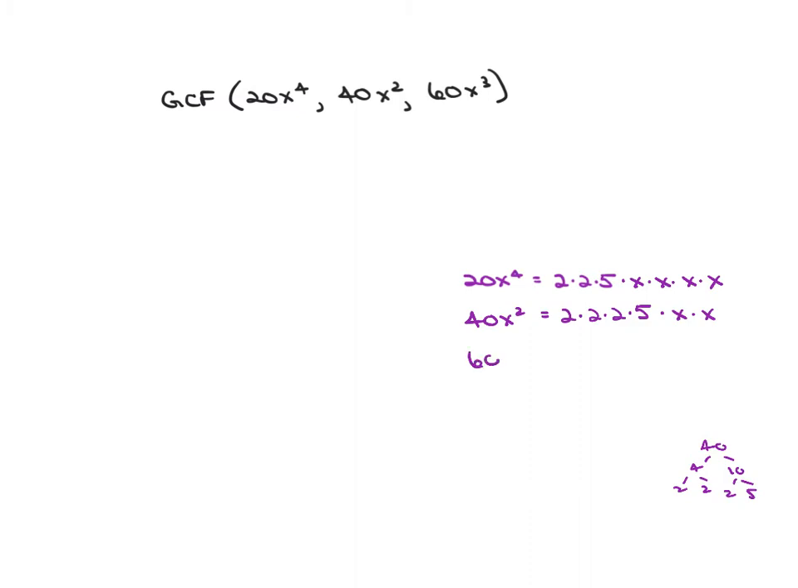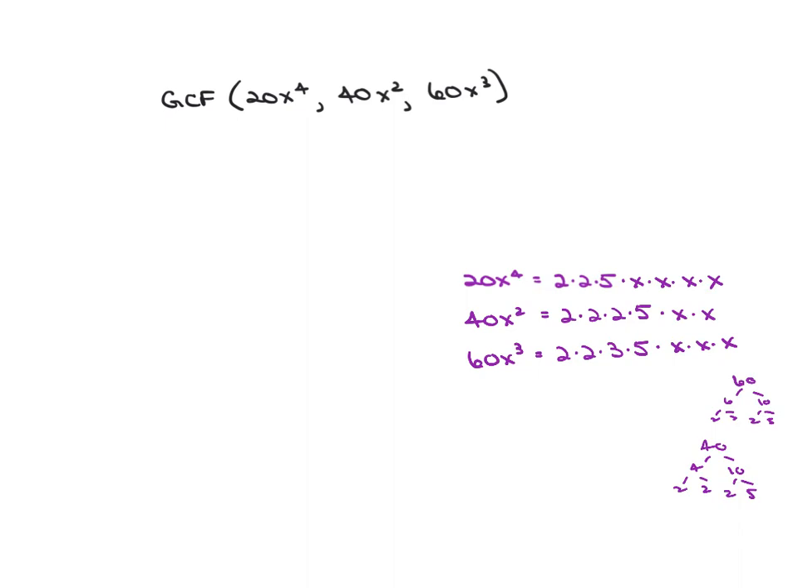Finally, 60x cubed. When I think about 60, I have 6 and 10. 6 is 2 and 3. 10 is 2 and 5. Okay, so 60 is 2 times 2 times 3 times 5. And x cubed expands out to x times x times x. So for prime factorization, we're looking at the prime factors of the number and then expanding out the powers. We'll go through the same process.